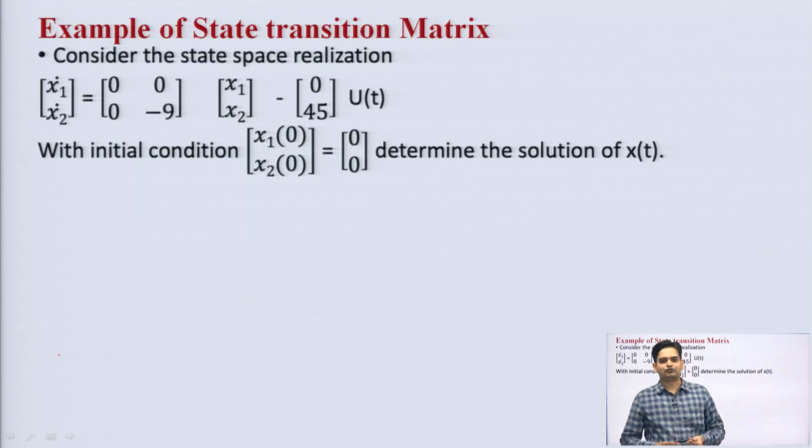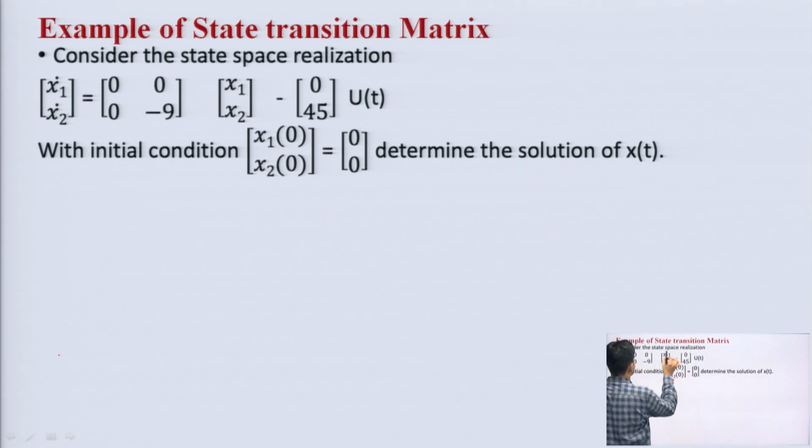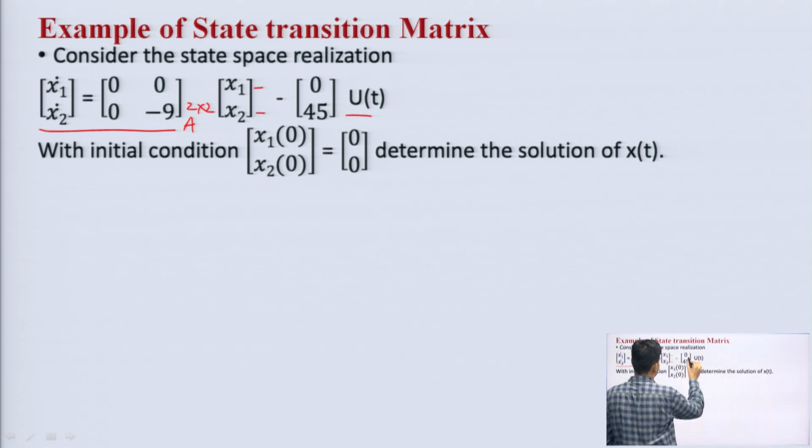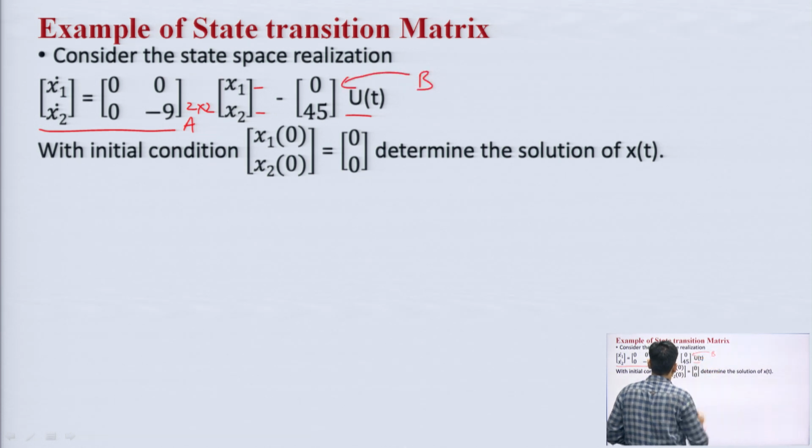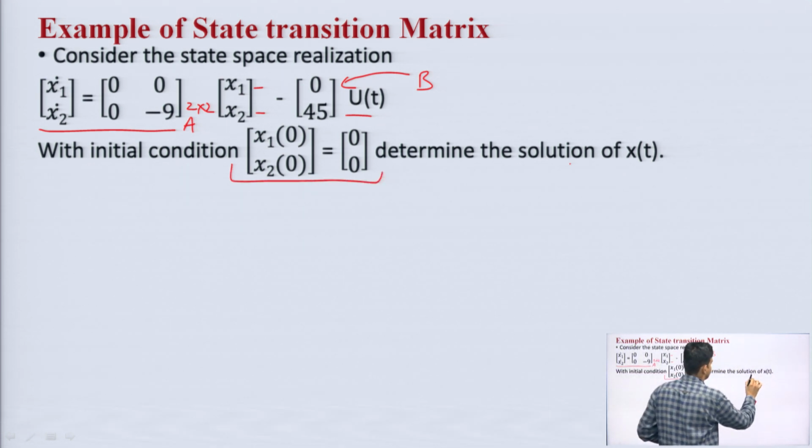Then we would like to start from this example. Here the state space relation is given, and this is the A matrix, whose order is 2 cross 2 because there are 2 state variables. This is my B matrix, with input given as 0 and 45, and the initial condition is equal to 0. So, we need to determine the solution x(t).